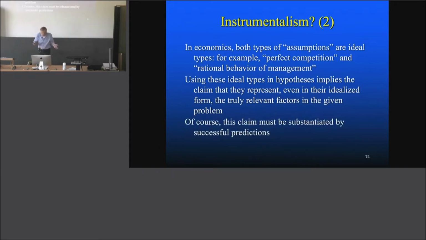And of course, this claim must be substantiated by successful prediction. At first it's only a faith, you know, that you believe the ideal type will do the job, but then you have to substantiate that and say, yeah, it gives the right predictions, and therefore I can be pretty sure that I really picked the most relevant causal factor. Right?